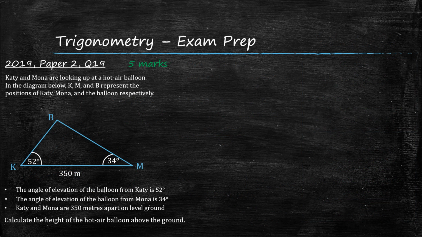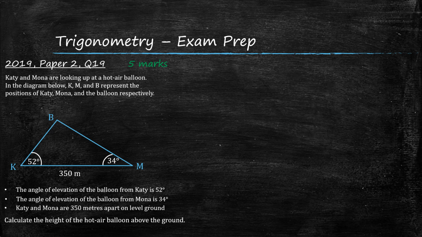Our final question is also a triangle problem solving question. In 2019, paper 2, question 19 is for a big 5 marks. Katie and Mona are looking up at a hot air balloon. In the diagram below, K, M and B represent the positions of Katie, Mona and the balloon respectively. The angle of elevation of the balloon from Katie is 52 degrees. The angle of elevation of the balloon from Mona is 34 degrees. And Katie and Mona are 350 meters apart on level ground. Calculate the height of the hot air balloon above the ground.